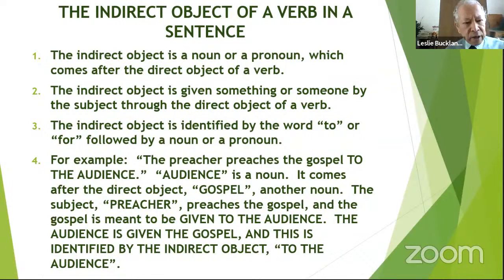For example, the preacher preaches the gospel to the audience. Audience is a noun. It comes after the direct object, gospel, another noun. The subject, preacher, preaches the gospel, and the gospel is meant to be given to the audience. The audience is given the gospel, and this is identified by the indirect object, to the audience.